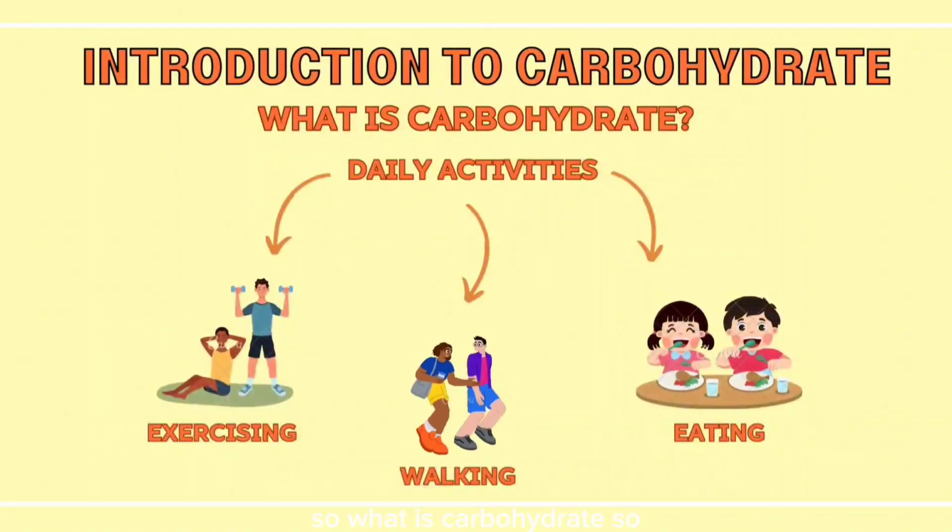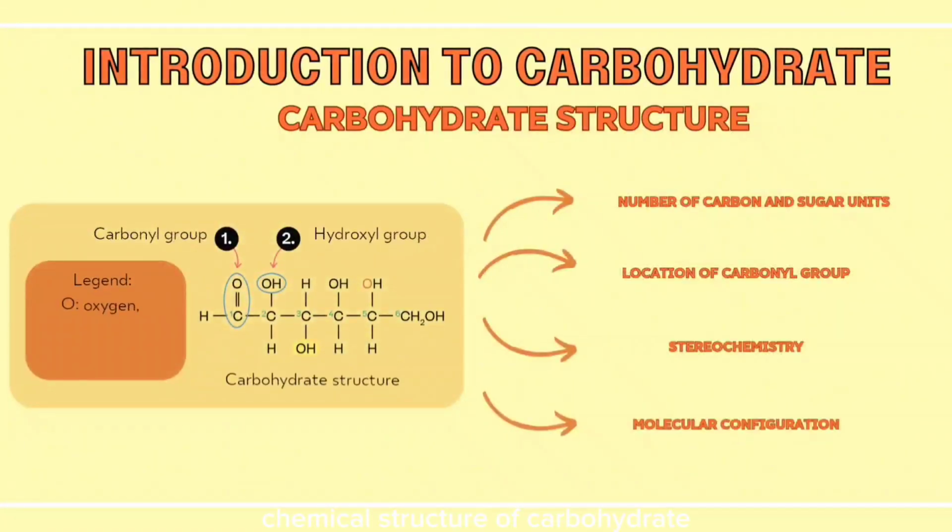So what is carbohydrate? Carbohydrate is mainly used by our body as an energy source to move our bodies by doing multiple things including daily activities like exercising, walking, and also eating. The chemical structure of carbohydrate is composed of carbon, oxygen, and hydrogen, in which the number of carbon and sugar units, location of carbonyl group, stereochemistry, and molecule configuration play a role in shaping the kind of carbohydrate formed. Fiber, starches, and sugars are commonly known carbohydrates found in food and drinks.